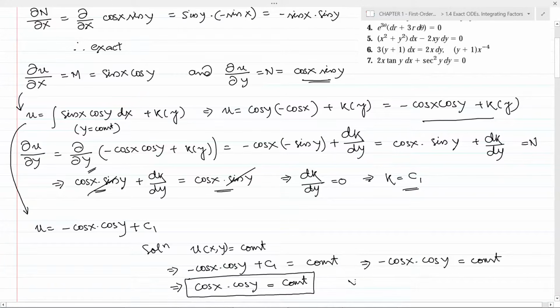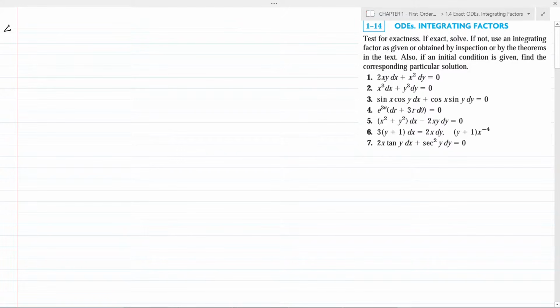You can express this solution in terms of y equal to f of x, that is the explicit form of the solution, if you want. Question 4: e to the power 3 theta whole into dr plus 3r d theta equal to 0. We can expand this equation and write e to the power 3 theta dr plus 3r e to the power 3 theta d theta equal to 0.